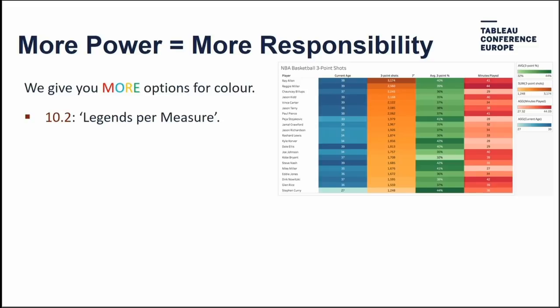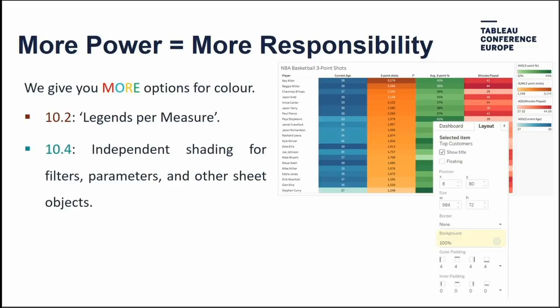But this is Legends for Measures. This came out in 10.2. 10.4, we introduced this concept of individual shading for filters, parameters, different objects. So this is in the layout pane. This allows you to fine-tune some of that coloring just ever so slightly more.